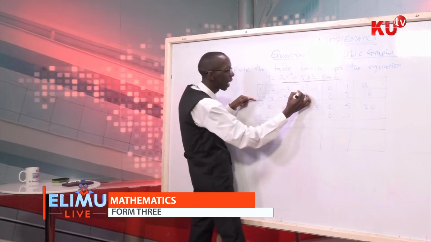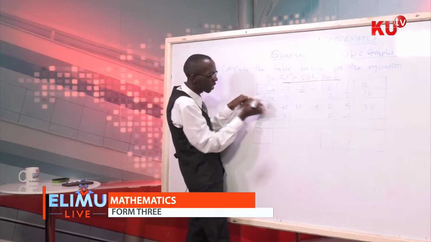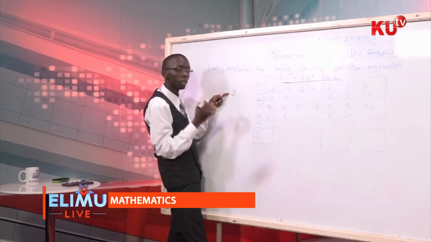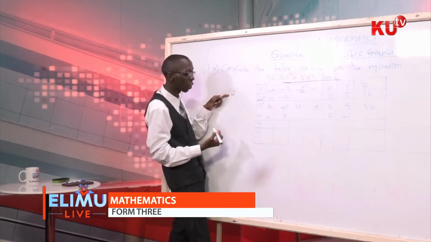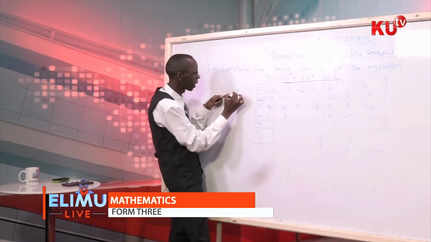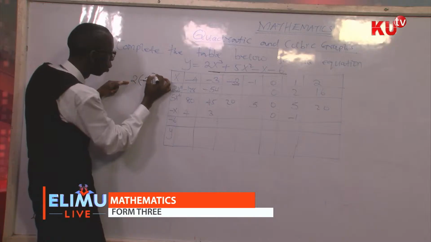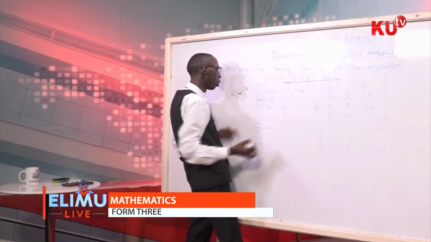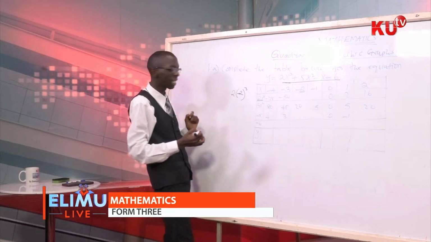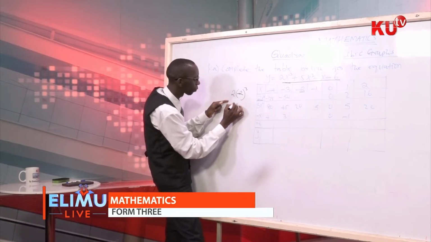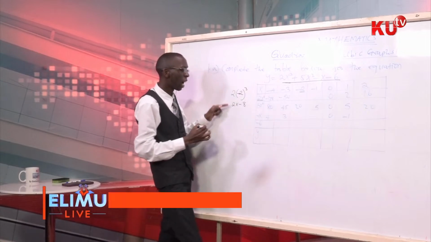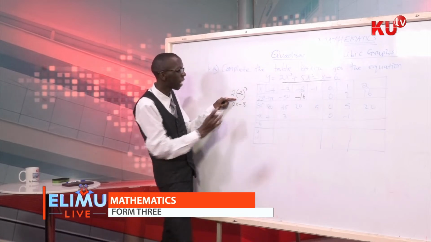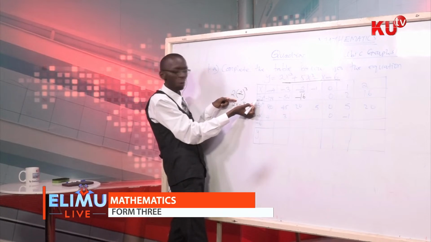So how do we complete the table? Now the values that you are not given, you'll take negative 2 as x, 2x cubed. So in your calculator, that I believe you have, you'll type 2, into bracket, negative 2 cubed. So negative 2 cubed is negative 8. So we'll have 2 times negative 8, and this will give us negative 16.